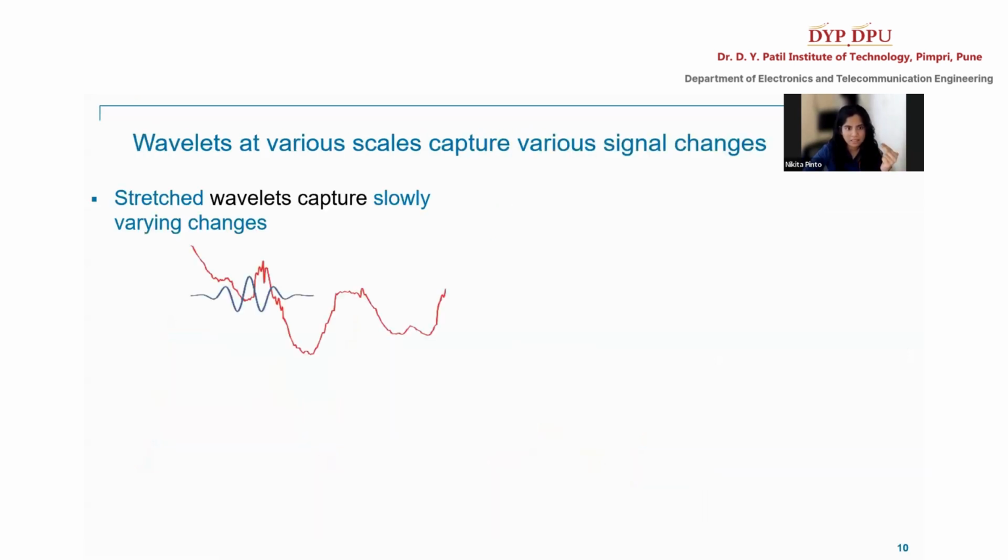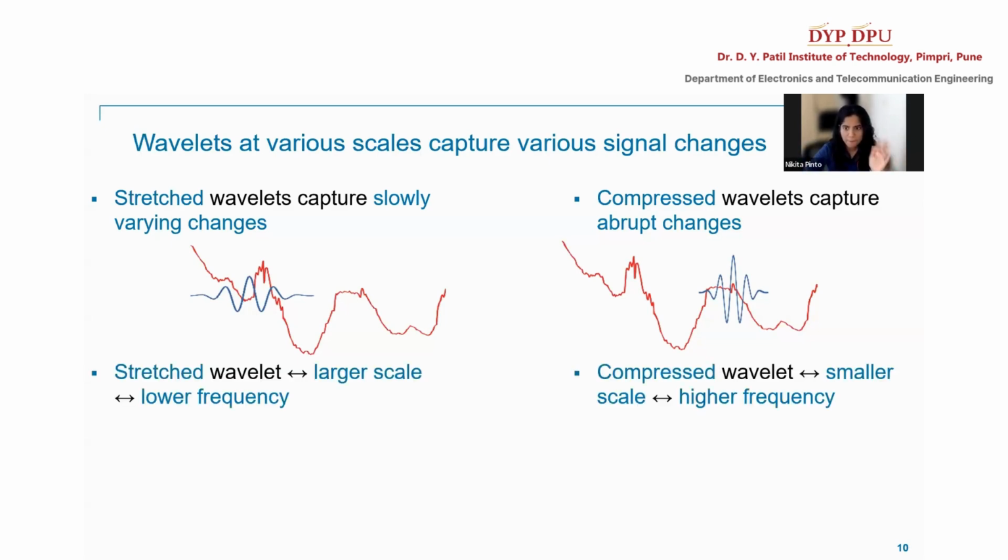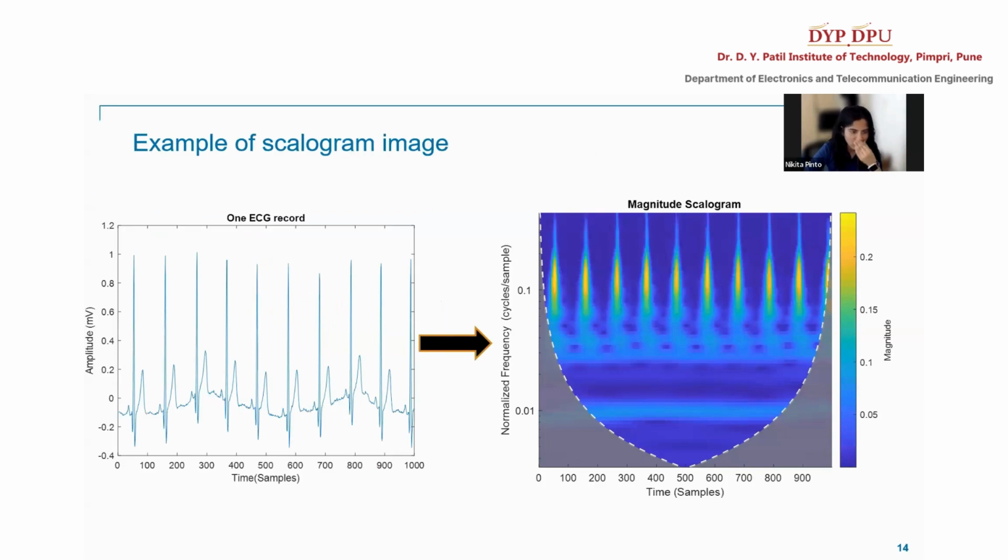Depending on how much you stretch the wavelet, you'll be capturing different data. If you have a stretched wavelet, a low frequency wavelet, you are capturing the slowly changing parts of the signal. If you have a compressed wavelet where the frequency is very high, you are capturing the high frequency component of your signal. That's basically it. I'll leave these slides for you. You can have a look at them.